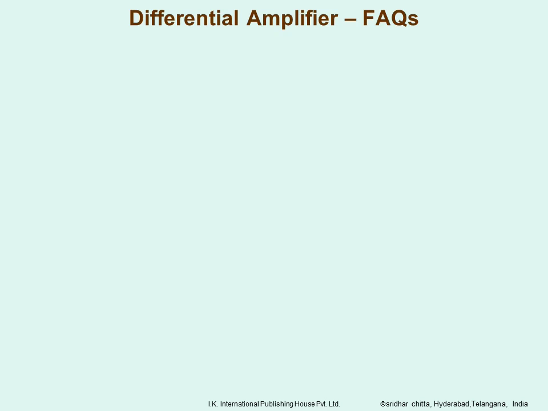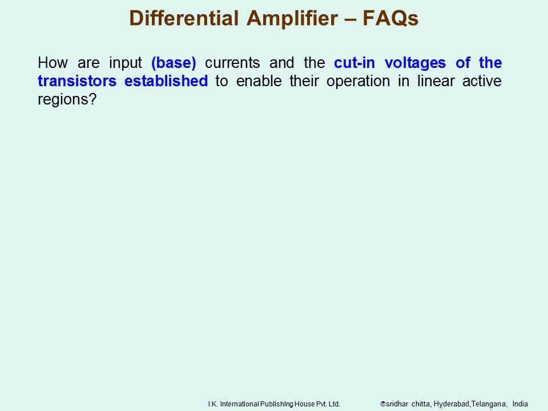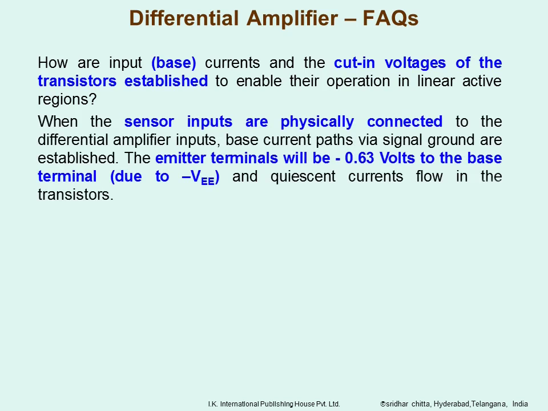We will now discuss a few frequently asked questions on the implementation of differential amplifier circuit designs. How are input base currents and the cut-in voltages of the transistors established to enable their operation in linear active regions? When the sensor inputs are physically connected to the differential amplifier inputs, base current paths via signal ground are established. The emitter terminals will be minus 0.63 volts to the base terminal due to minus VEE, and quiescent currents flow in the transistors.